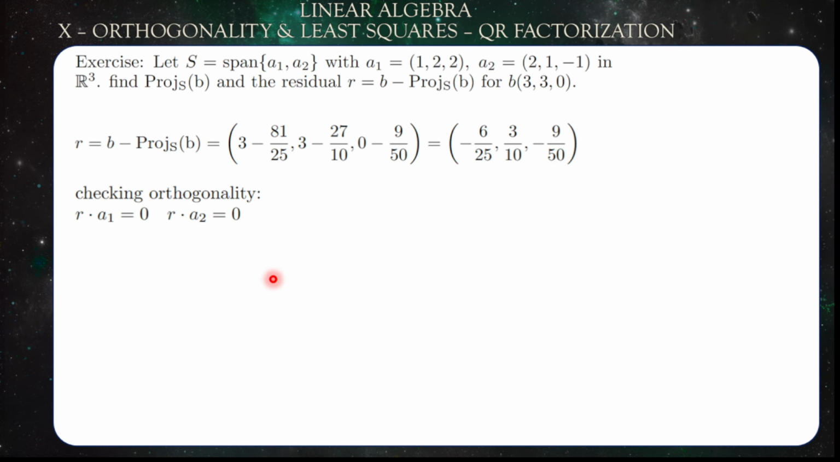As for the residue, R equals B minus the projection of B over S, which is [3, 3, 0] minus the projection. It equals 3 minus 81 divided by 25, 3 minus 27 divided by 10, and 0 minus 9 divided by 50, so it is -6 divided by 25, 3 divided by 10, -9 divided by 50. You can check the orthogonality and definitely it will get you the final result.